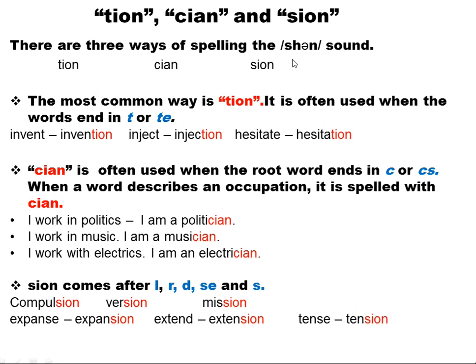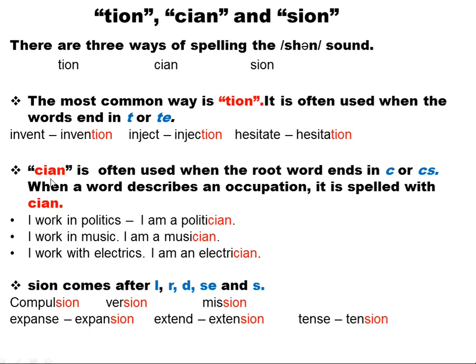There are three ways of spelling the shun sound. This is how we call tion: tion, cian and sion. The most common way is tion. It is often used when the words end in T or TE. It is very easy. If the word ends in T or TE, we just add tion. Invent becomes invention. Inject becomes injection. Hesitate, here TE, so hesitation. It is an easy task.